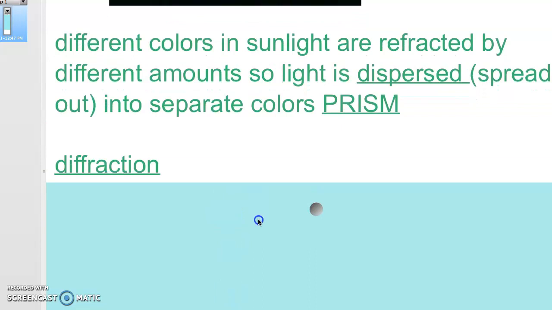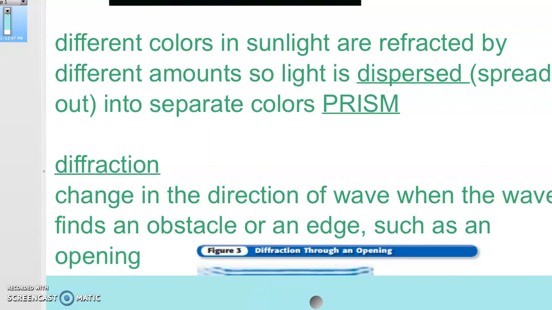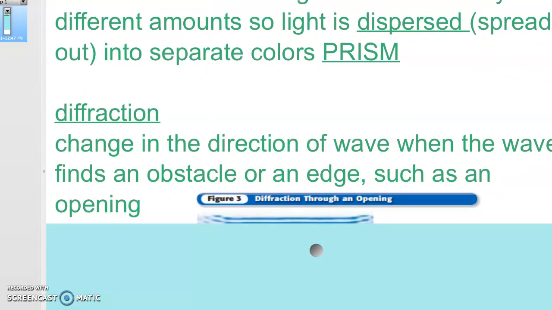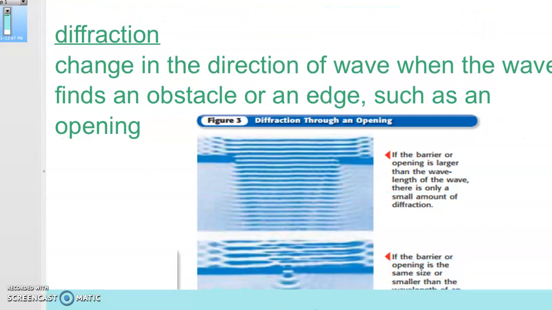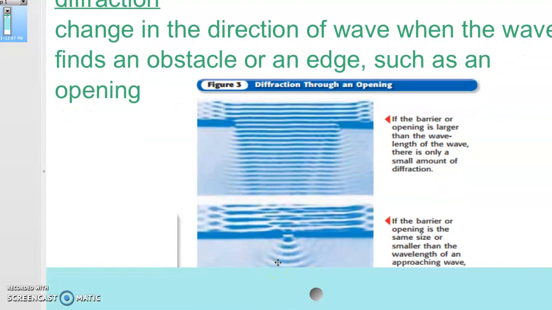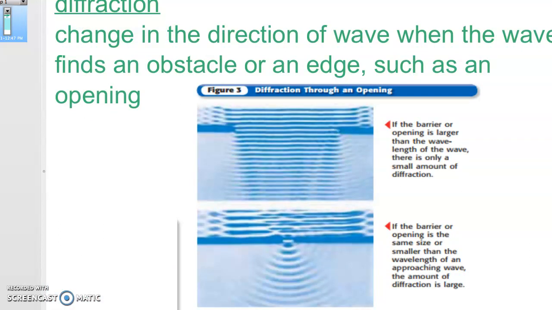Then we have what's called diffraction. And so now the wave direction gets changed because it finds an obstacle or an edge, like an opening. So think about if we were in our classroom right now, we would kind of talk about doorways and things like that. But this is the picture that your book gave. And so we can use that as our example here. So at the top, if the barrier opening is larger than the wavelength of the wave, there's only a small amount that gets diffracted. So you can see that in that picture.